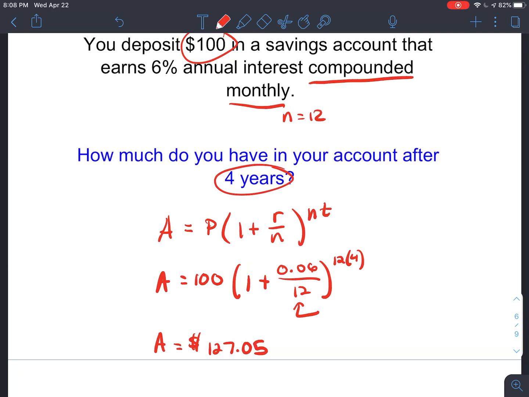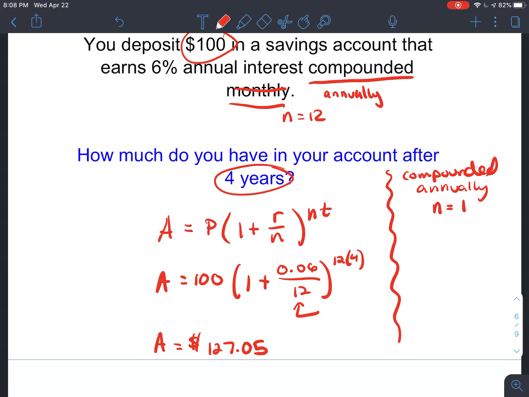So now my last question for you is, why would somebody do this? Why do you want it compounded monthly? Why not just yearly? It is an annual interest rate after all. Well, let's take a look. Imagine this did not say compounded monthly. Let's say it was compounded annually. Same situation, compounded annually.